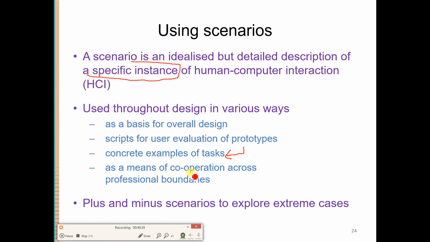As a means of cooperation across professional boundaries. How are people cooperating across the different professional boundaries? Maybe there is an interaction between the marketing team and the IT department. How they are going to communicate has to be described using the scenario.